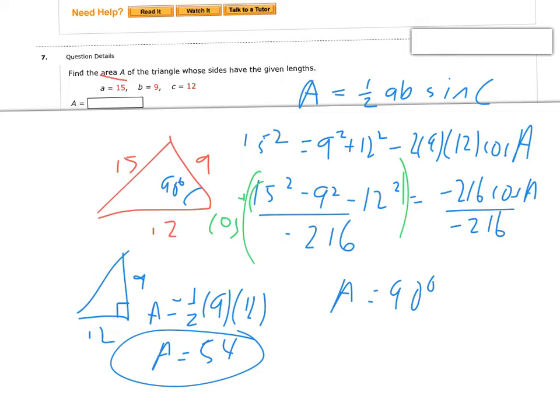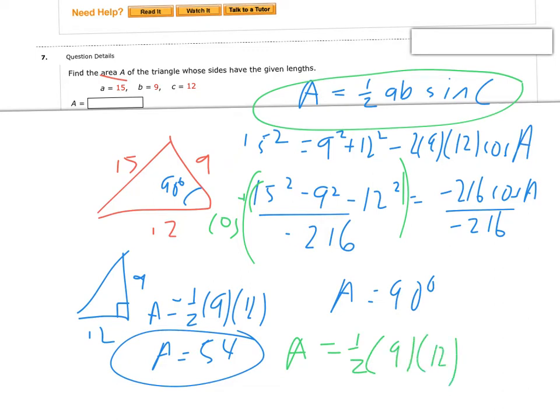If you did use this formula instead, it actually would still work. 1/2 times 9 times 12, and then we're saying it's the sine of the angle in between those, which is 90. That's still going to come out to 54 because the sine of 90 degrees is 1, so that does not affect the problem.